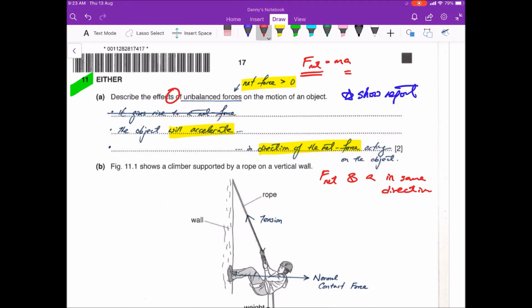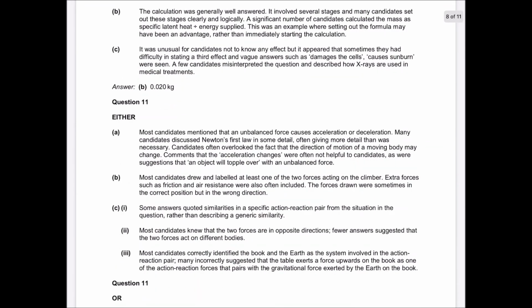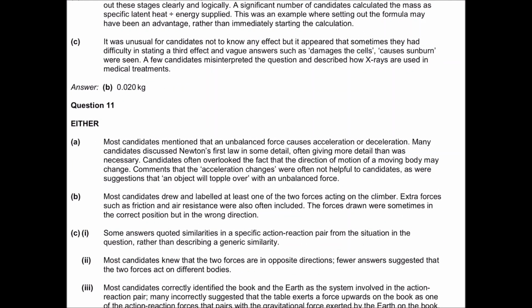So let's take a look at the report for question 11. Most candidates mention that it will cause acceleration or deceleration, okay? Candidates discuss the first law in detail, often giving more detail than necessary. So that's why I didn't quote it. Candidates often overlook the fact that you need to talk about the direction of the motion of the object, okay?